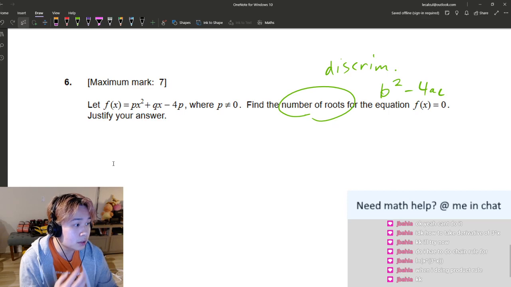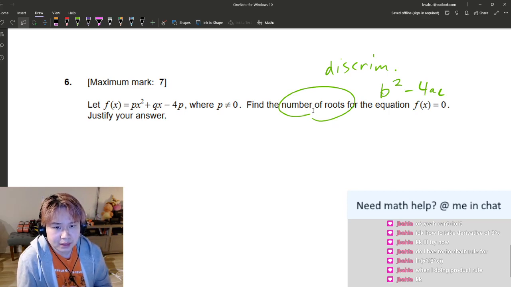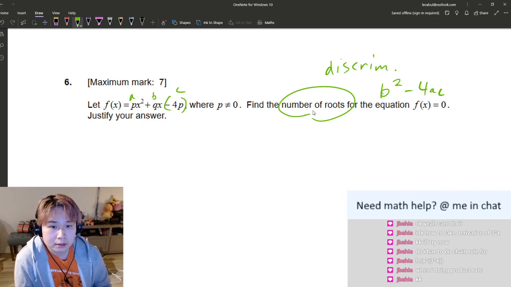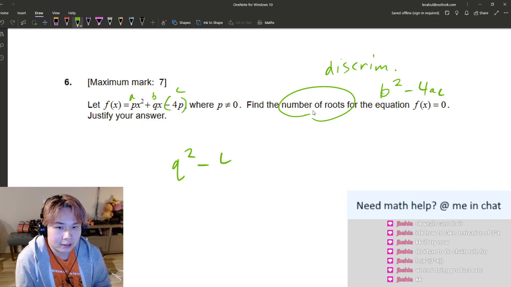If it's negative, you don't have real solutions. If it's 0, then you have one real solution, and if it's positive, then it has 2 real solutions. So that will tell us how many roots we have. So here's my a, which is p, here's my b, which is q, and this entire negative 4p is my c. So just plug it in and we'll see what happens. So we have q squared minus 4 times p times minus 4p.